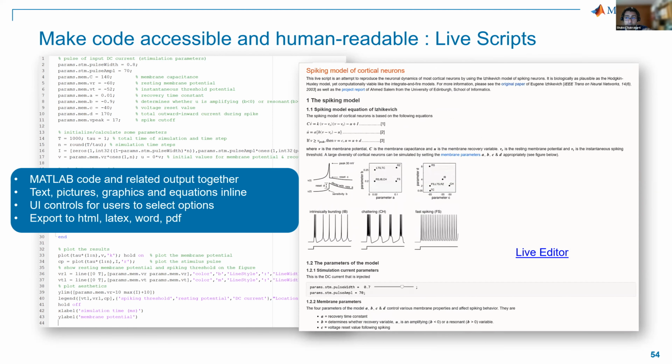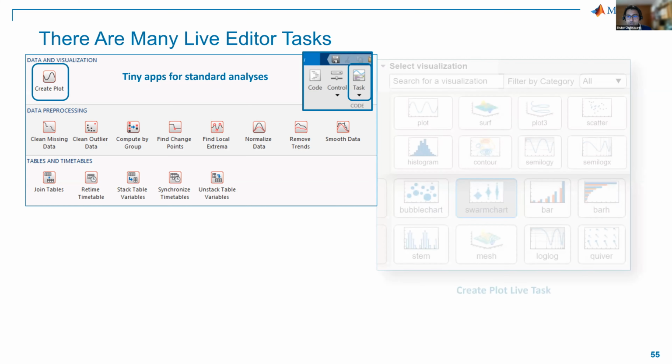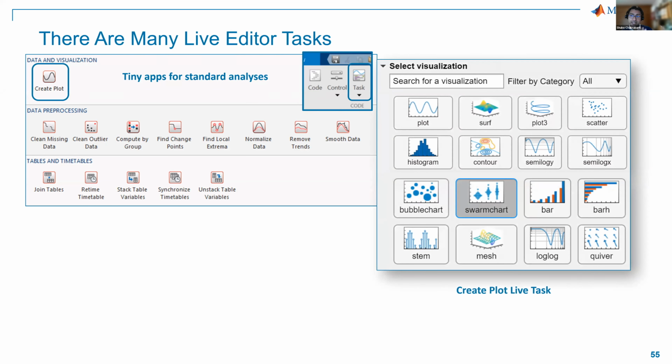One of the nice things about live scripts is that we have live editor tasks, which are snippets of code that are often used and standardized, which you can embed in your live script using just click and point. I'm showing you an example of a Create Plot live task. It has all the different kinds of plots that are available in MATLAB. If you click on it, you see them. You can just link variables in your workspace with the right kind of plot, and then you have the plot. So it's a very fast visualization with a click and point GUI.